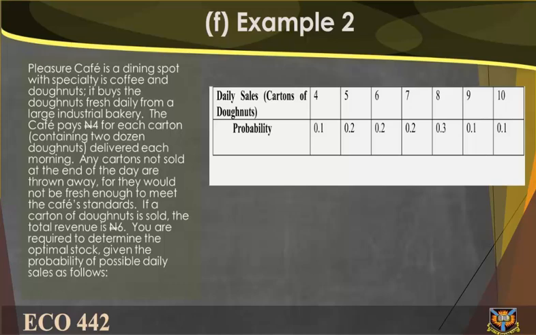F. Example 2. Pleasure Cave is a dining spot with specialty in coffee and donuts. It buys the donuts fresh daily from a large industrial bakery. The cave pays 4 naira for each carton containing 2 dozen donuts delivered each morning. Any cartons not sold at the end of the day are thrown away, for they would not be fresh enough to meet the cave's standards. If a carton of donuts is sold, the total revenue is 6 naira. You are required to determine the optimal stock, given the probability of possible daily sales as follows.